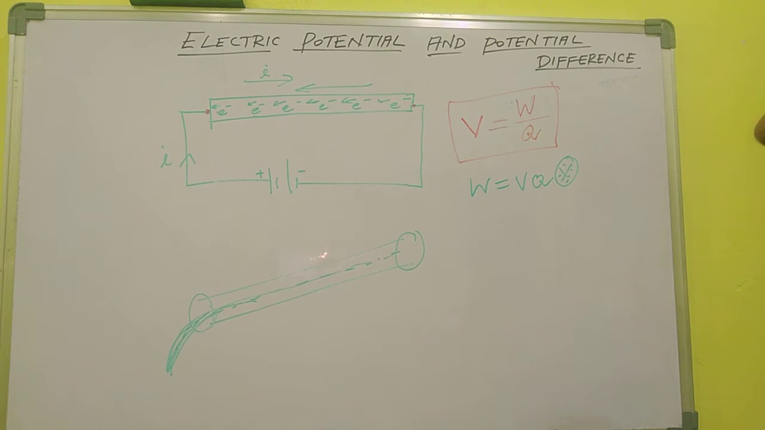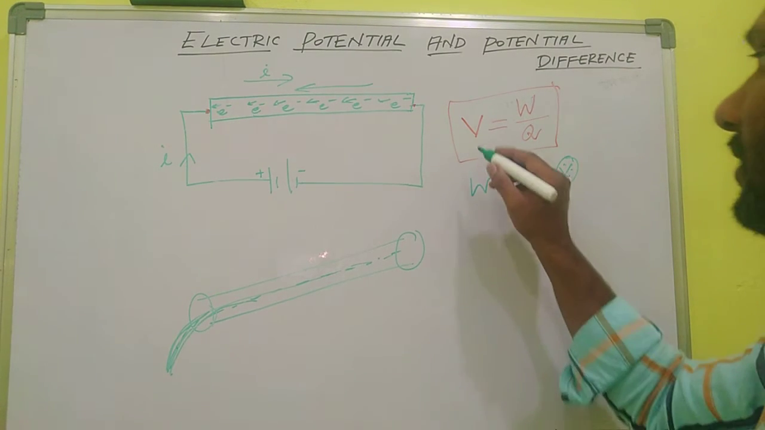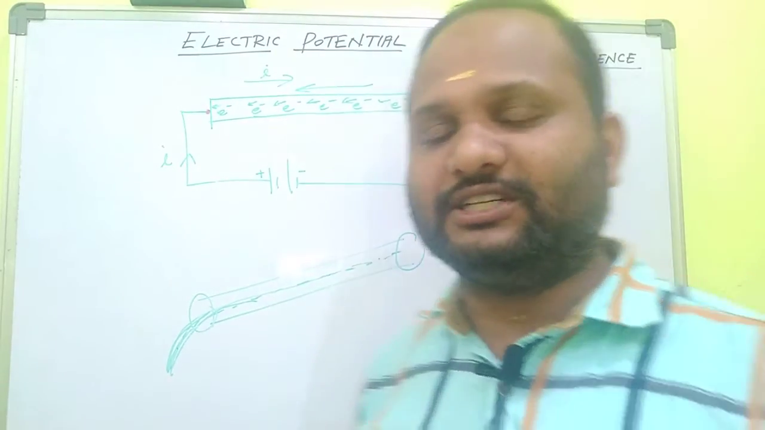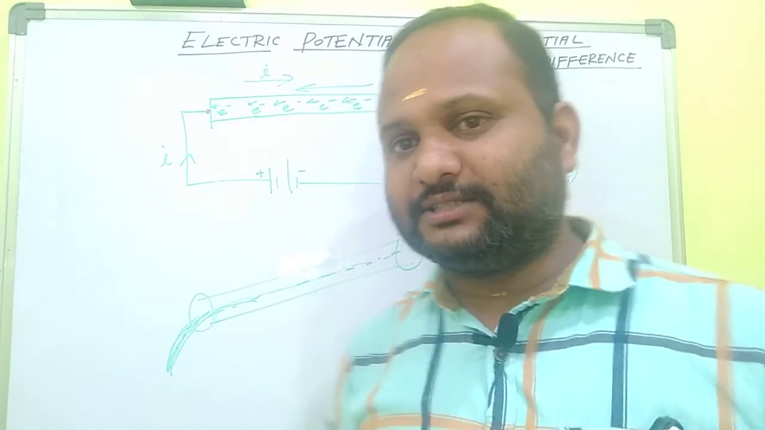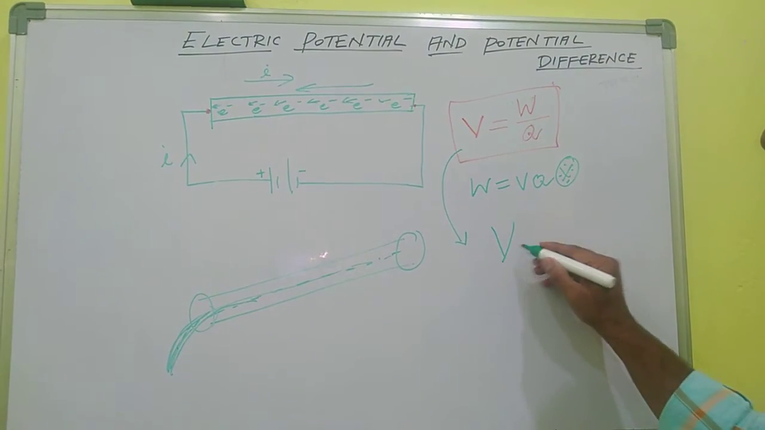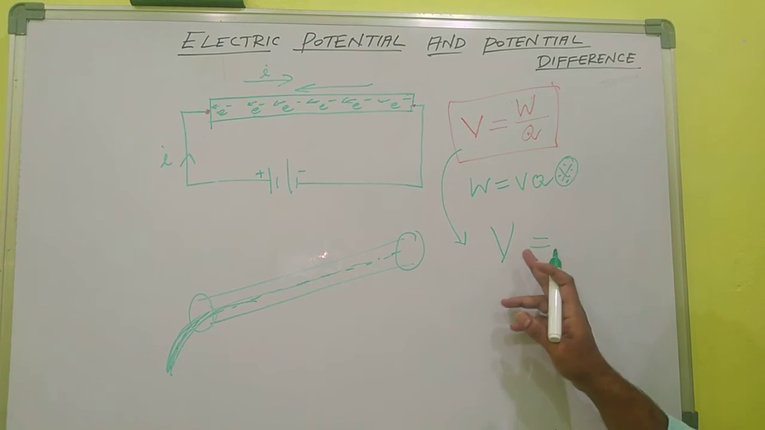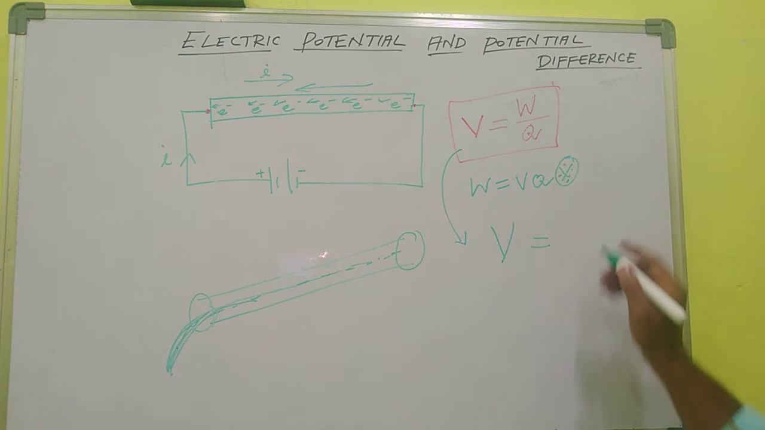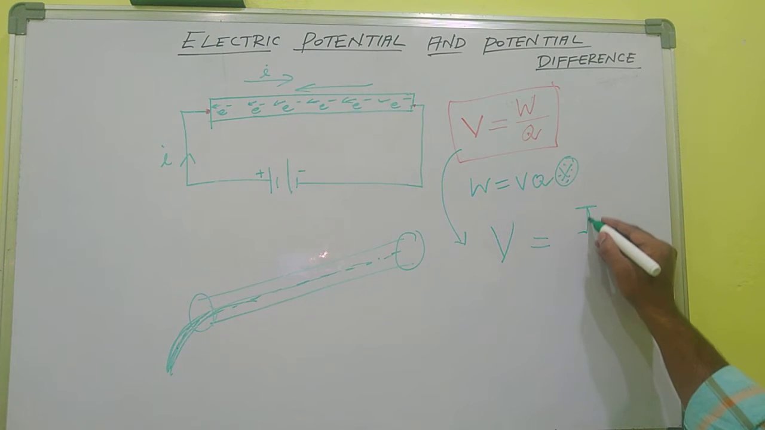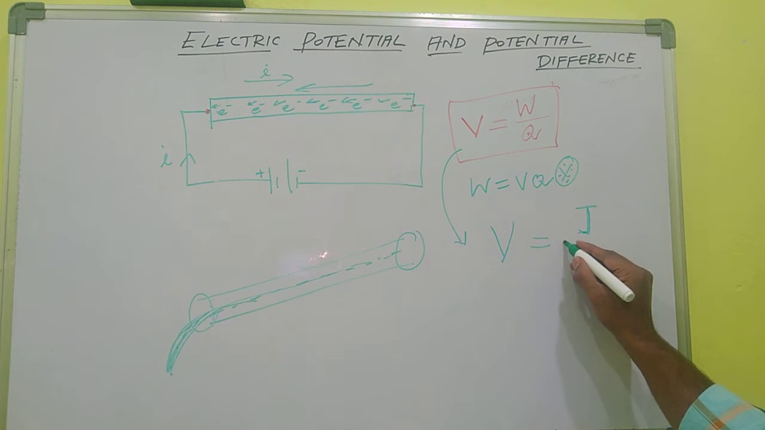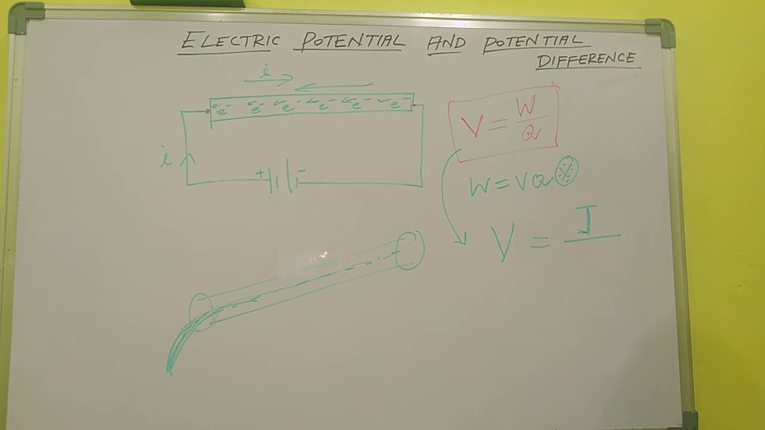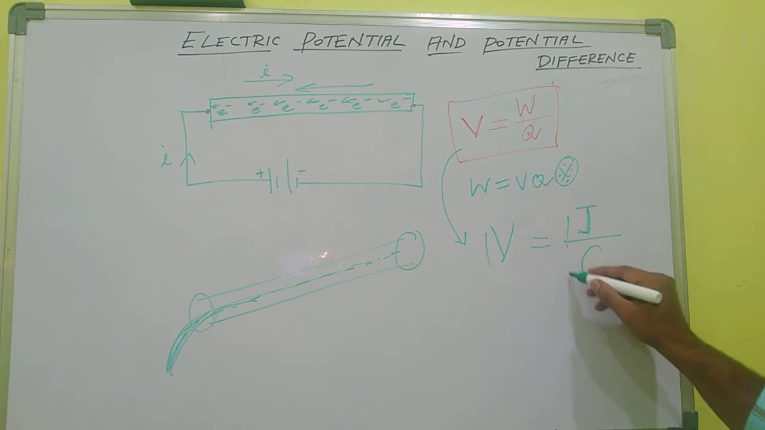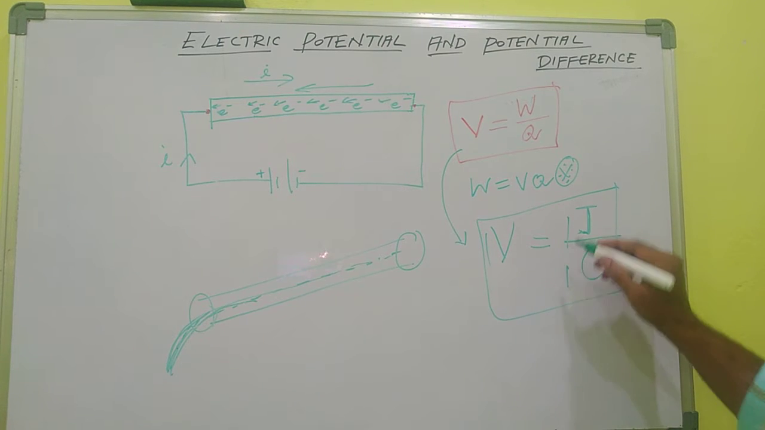Then, what is the definition of 1 volt? Before that, what is the unit of potential difference? The unit of potential difference is the volt. It is represented by capital V, because it is named after the scientist Alexander Volta. What is the unit of work done? Joule, named after James Prescott Joule, represented by capital J. Q is charge, and the unit of charge is coulomb. So 1 volt is equal to 1 joule by 1 coulomb.